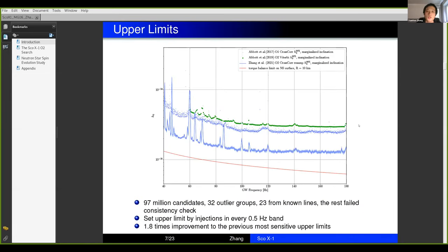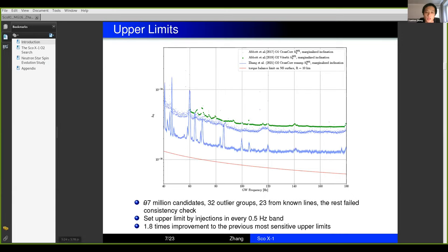So we do the search and post-process the result. I see many candidates appear, but they are not independent. We group them into 32 clusters and find the correlation of the groups to known lines. For the rest, we do a consistency check to test whether they behave like a real signal. None of them passed, so unfortunately, we don't have a detection yet.